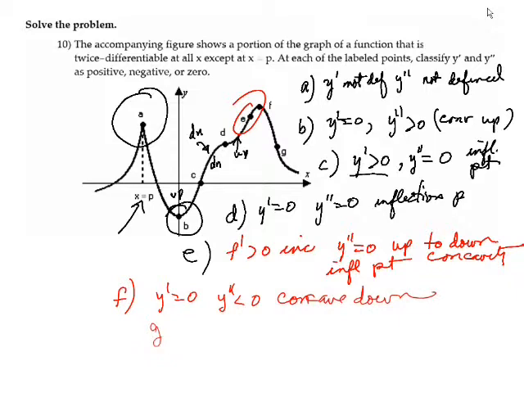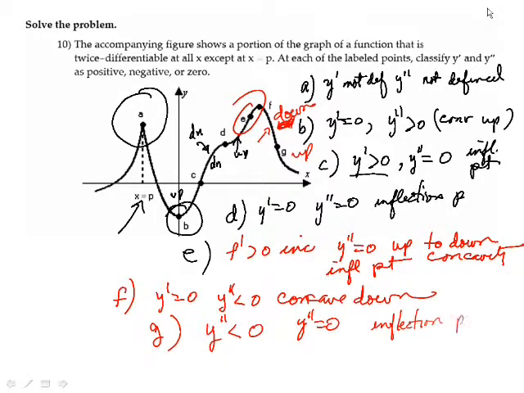And then finally, point G, it's decreasing, so the second derivative is 0. Looks like it's roughly a point where it's changing concavity from being down to being up. So this is an inflection point. And this computer is getting a little slow here.